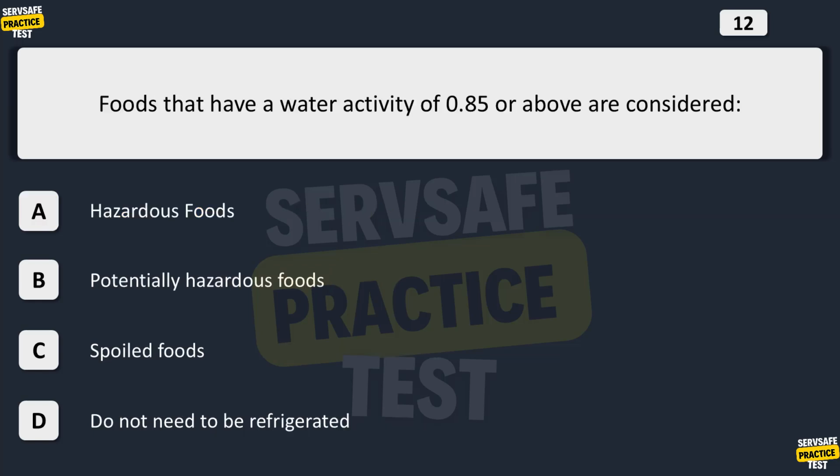Foods that have a water activity of 0.85 or above are considered A. Hazardous foods. B. Potentially hazardous foods. C. Spoiled foods. D. Do not need to be refrigerated.